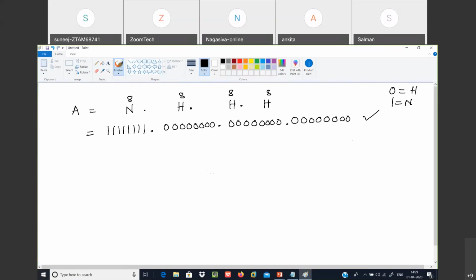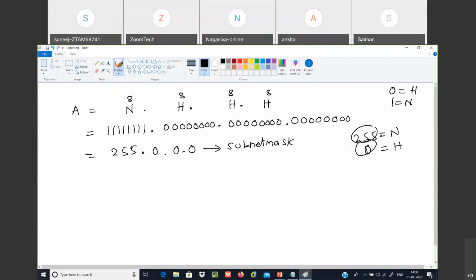What about the user? The user can understand the converted decimal. All ones value is what? 255 dot. All zeros, 0 dot, 0 dot, 0. So this we call a subnet mask. Based upon the subnet mask, your machines can understand which one is the network position and which one is the host position. Now 255 indicates network position, zeros indicate what? Host position.